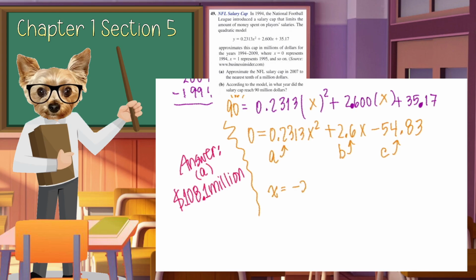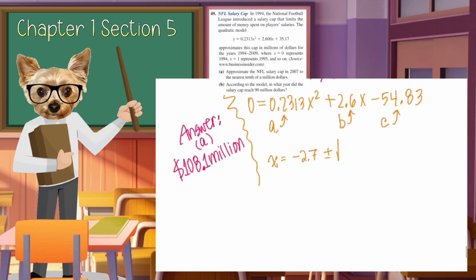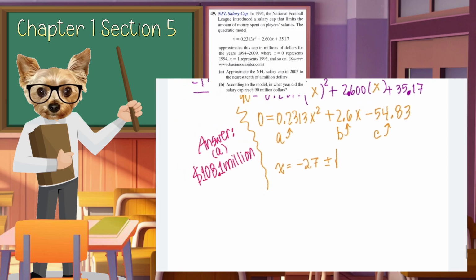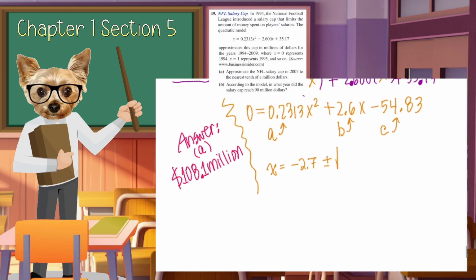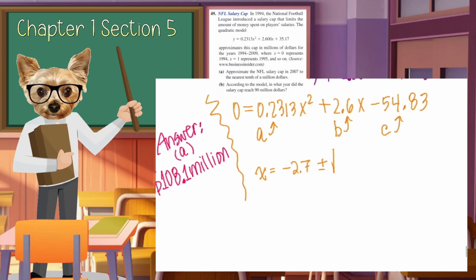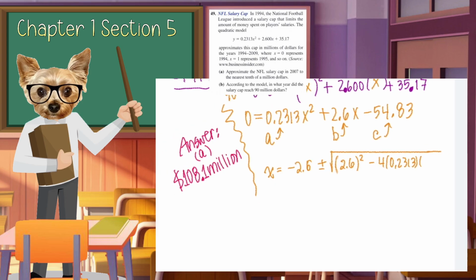Minus 90 gives negative 54.83. So A, B, and C are right there, and we're going to use the quadratic formula. X equals negative B plus or minus the square root of B squared minus 4AC. Did I write 2.7? I meant to write 2.6. So negative 2.6 plus or minus the square root of B squared minus 4AC.